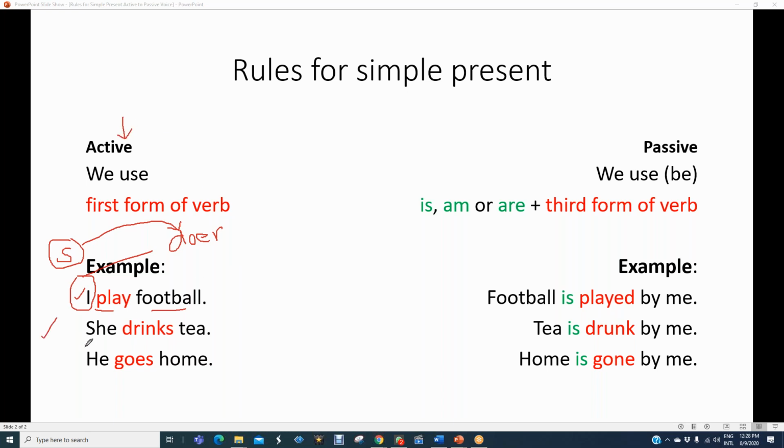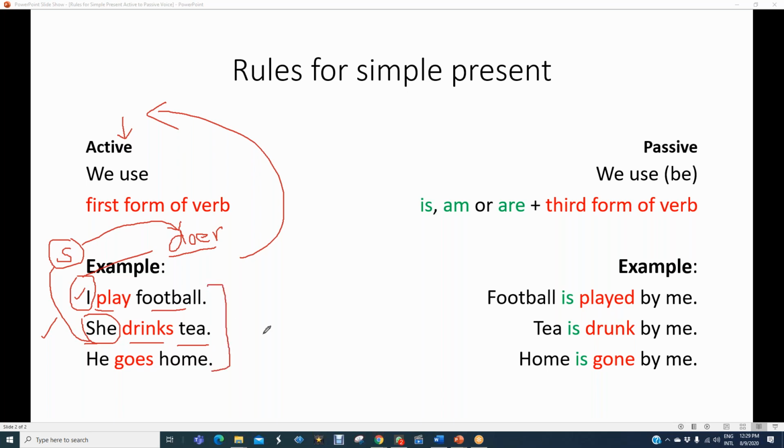Just like that, look at this sentence. She drinks tea. So who is the doer of the action of drinking tea? Who drinks tea? She drinks tea. So she is your subject and she is the doer. So this is active voice. Okay. So active voice is when the subject is doing an action. He goes home. So he is doing the action.